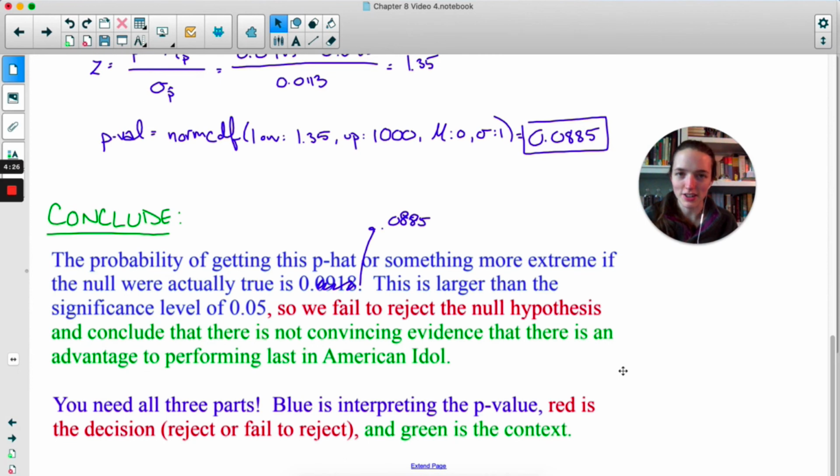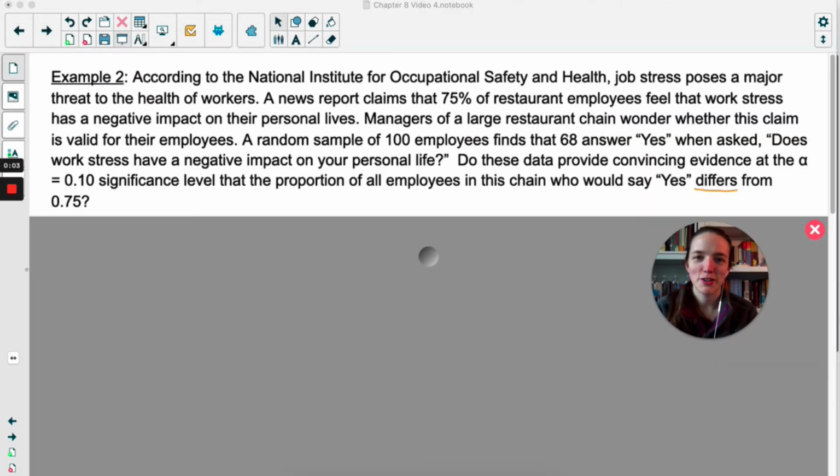so that you get points for including context. Now, I don't want this video to be a million minutes long, so I'm not going to do all of example 2 in this video, but I do want to point something out. Why don't you pause the video and just read through this scenario. Notice that in this problem, we're asked if we have convincing evidence that the proportion of all employees in this chain who would say yes differs from 0.75.